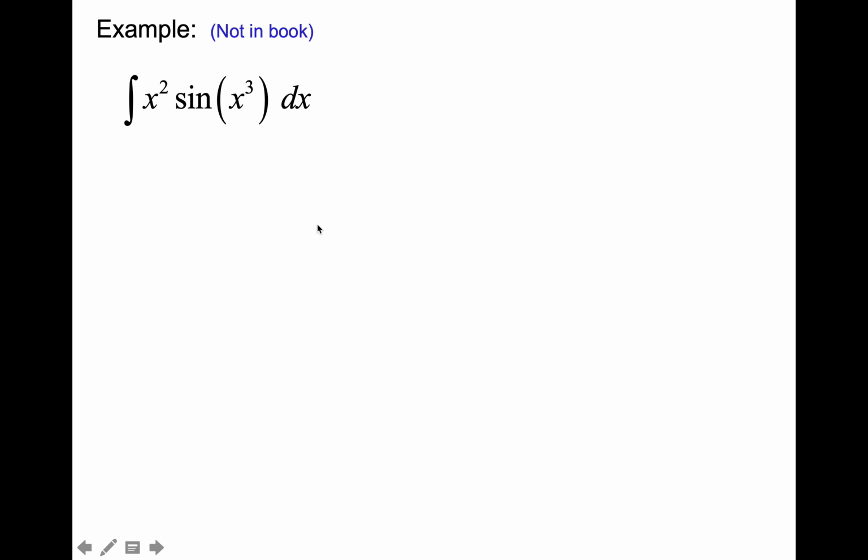Okay, here's another example. You've got a lot of stuff going on here, but remember, I'm looking for a function whose derivative is also there. The derivative of x cubed is 3x squared, and I have an x squared out here. That's your hint on what to use for u. So we're going to let u equal x cubed. Then du dx is going to be 3x squared, which means du is 3x squared dx.